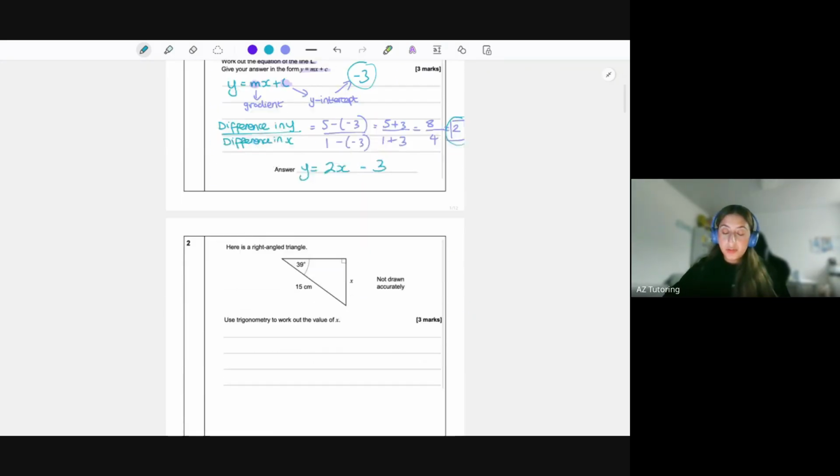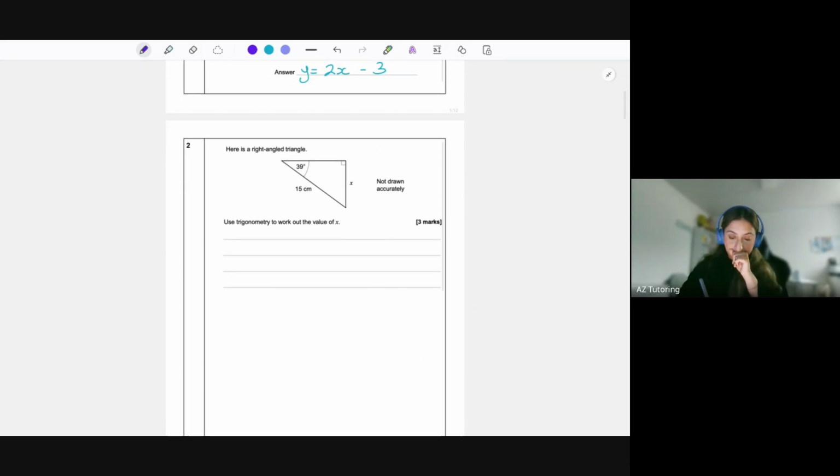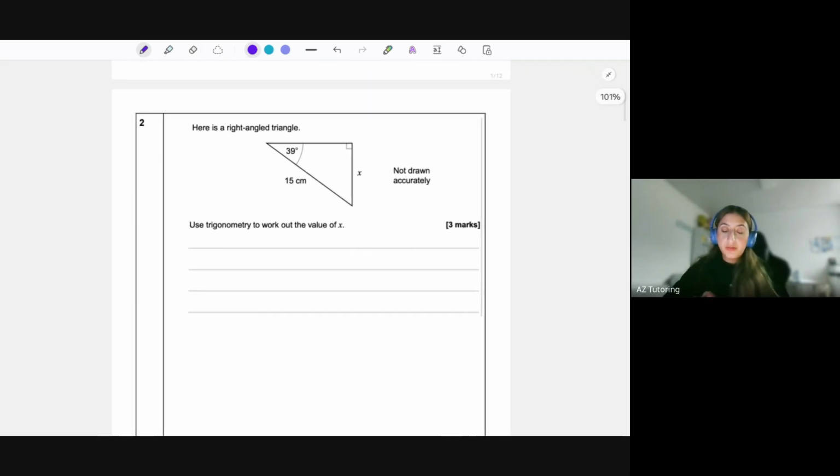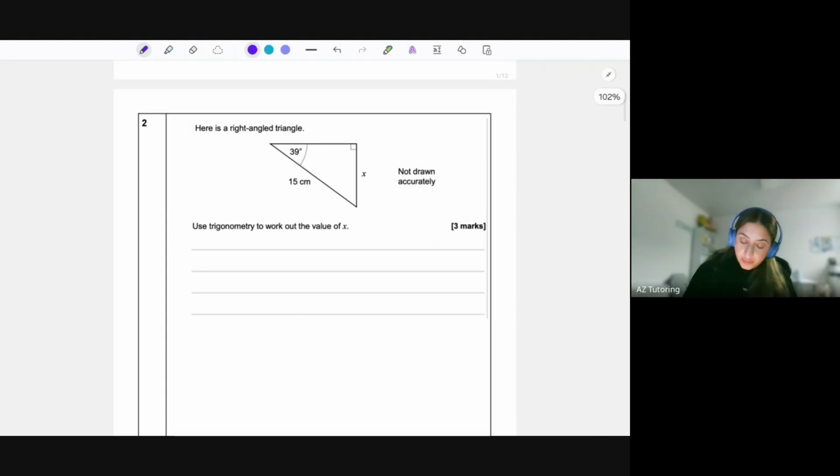So moving on to question 2. Question 2 says, here is a right angle triangle. Use trigonometry to work out the value of x. So it's a right angle triangle and it's including angles as well as lengths. So I am going to be using SOHCAHTOA.